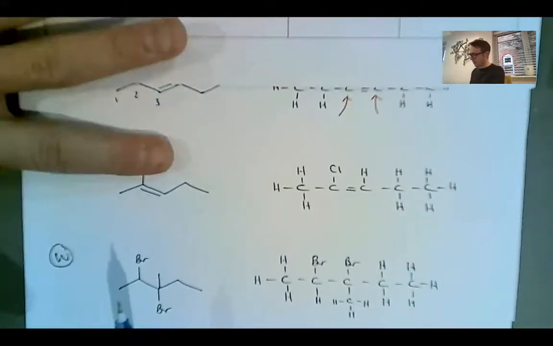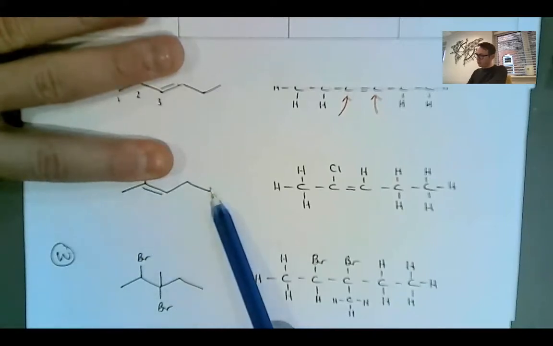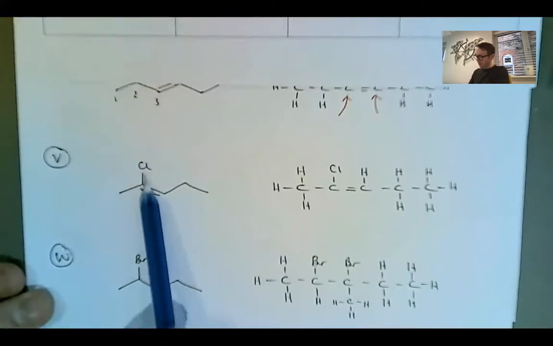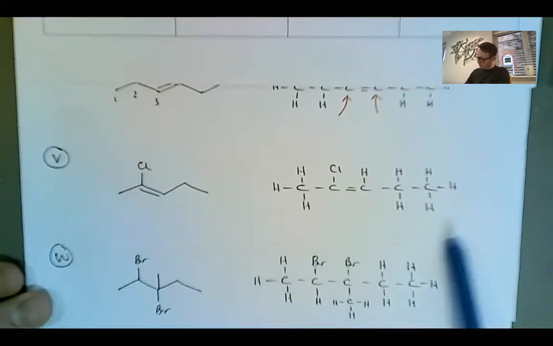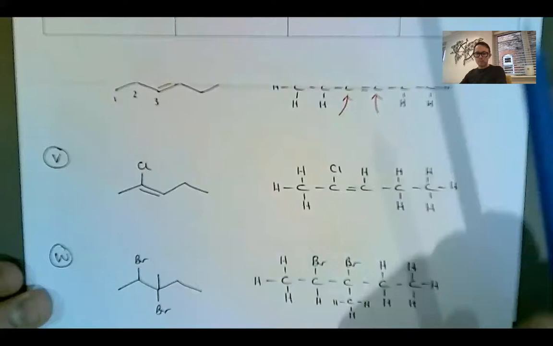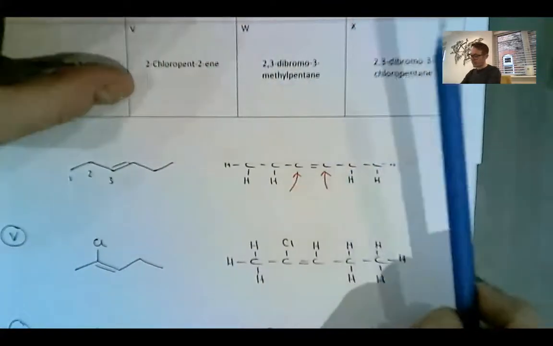So again, I'd start off with the pent chain. 1, 2, 3, 4, 5. 2 is pent-2-ene, so let's have the double bond starting on carbon 2, and the chlorine on carbon 2 as well. And there's our displayed formula. Again, make sure the carbons on the double bond don't have extra hydrogens attached. Molecule W, 2,3-dibromo, 3-methyl pentane.